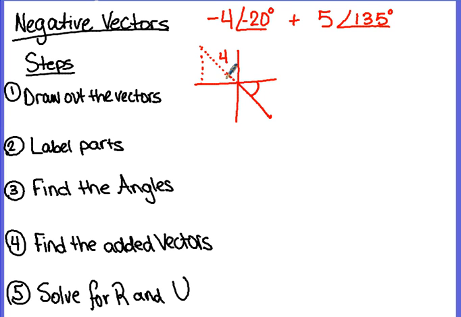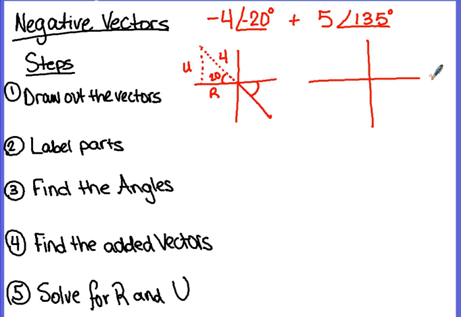All right, our angle is still going to be a 20-degree angle. And we still have our sides labeled R and U. We don't go about finding R and U any differently. The only thing that is different in this lesson is that our vector is reversed when it's negative. All right, so we've drawn out that vector. We've labeled the parts.